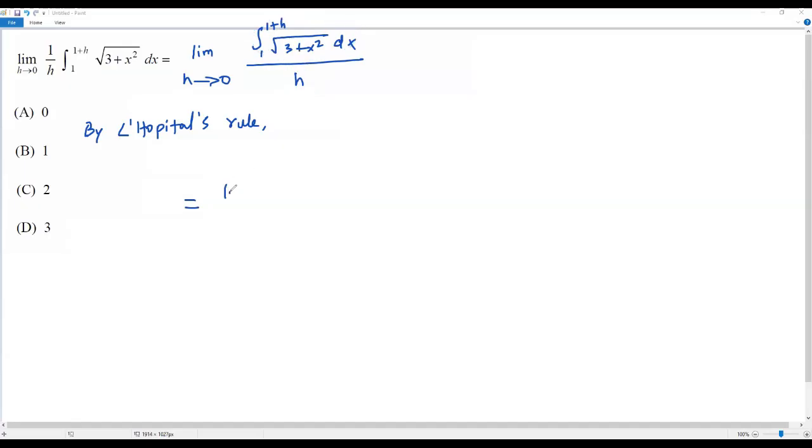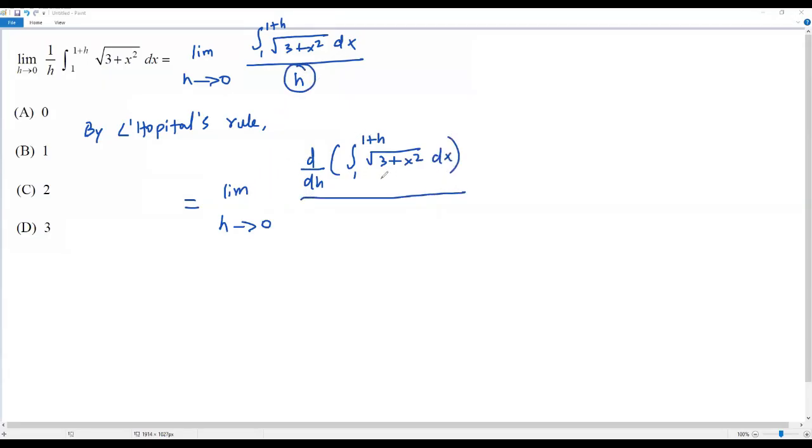So let me write this out here. That is the limit as h approaches 0. Now let me take the derivative of the numerator. That is d over dh of the definite integral from 1 to 1 plus h of the square root of 3 plus x squared dx. And now let's take the derivative of the denominator h with respect to h. It will just become 1. In my next step, we can ignore the denominator, because whenever the denominator is 1, we can skip it. Now we have to take the derivative of this definite integral with respect to h.